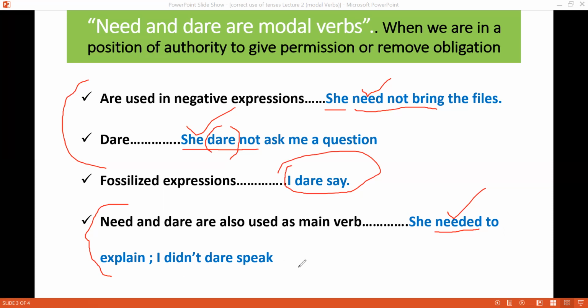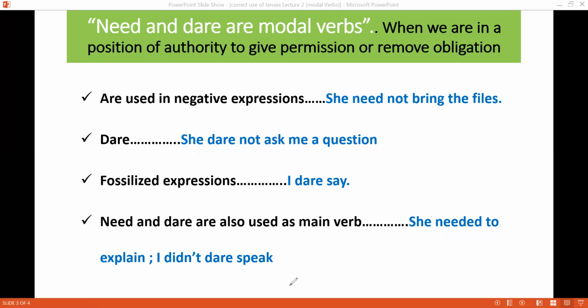I did not dare speak. So, did not has been used with dare as a main verb. We use a simple not to make negative statements when we use a modal verb. Here, did not has been used to make a negative statement. So, it is not a modal verb here. This is the basic difference between the main verb and the modal verb.